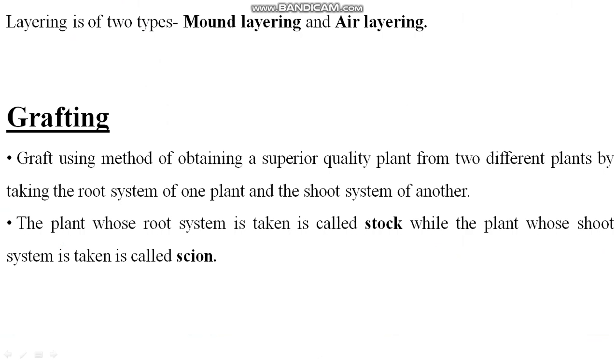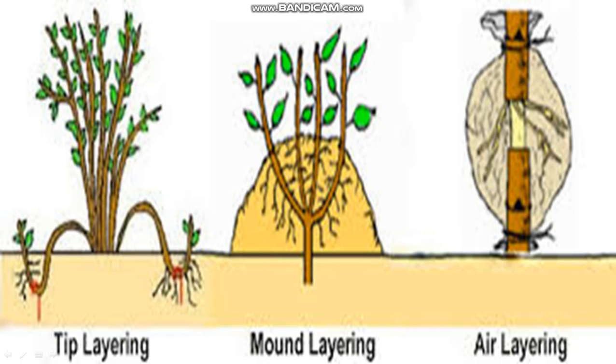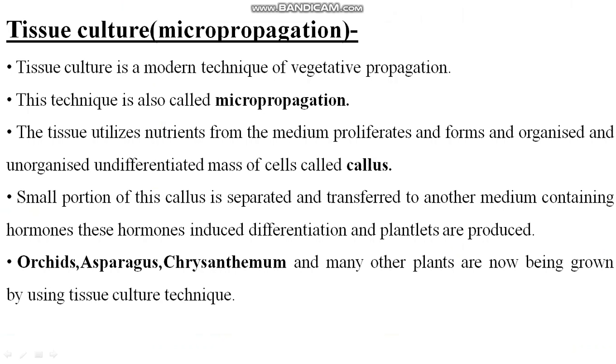Let's see the grafting. Grafting is a method of obtaining a superior quality plant from two different plants by taking the root system of one plant and the shoot system of another. Clear? What happens in grafting? You have to take a root system of one plant and shoot system of another plant for obtaining a super quality plant. Clear? So the plant whose root system is taken is called a stock and whose shoot system is taken is called scion. Clear? So see, this is about the grafting.